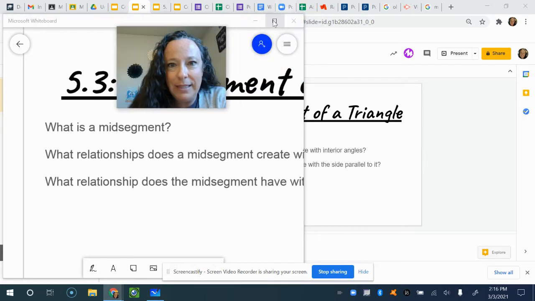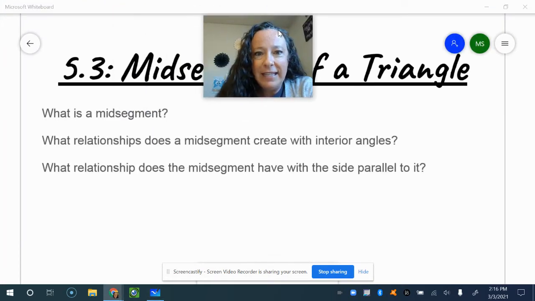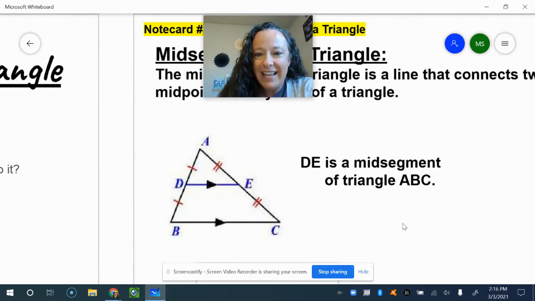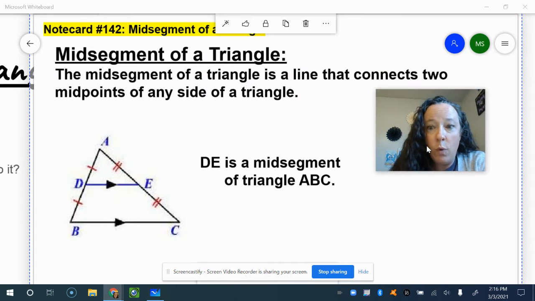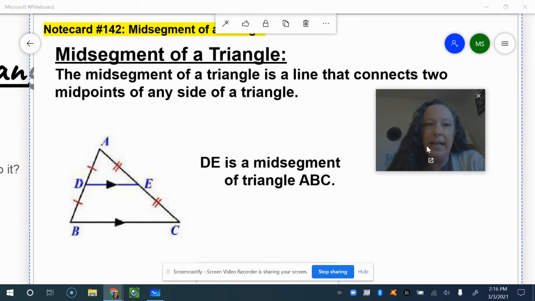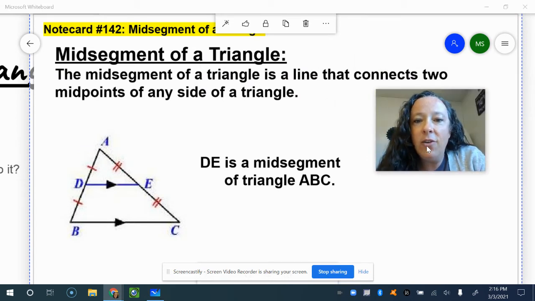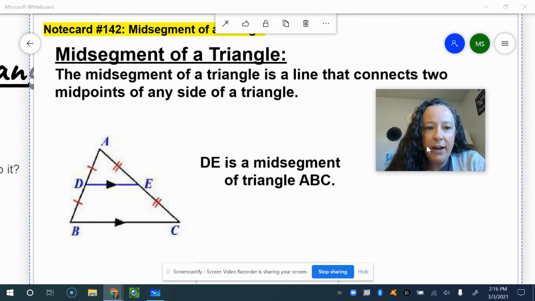Okay, so that's the title slide. This is information for note card 142. What is a midsegment? A midsegment of a triangle is a line that connects two midpoints of any side of the triangle. So if you look here at this example, you'll notice the red markings.